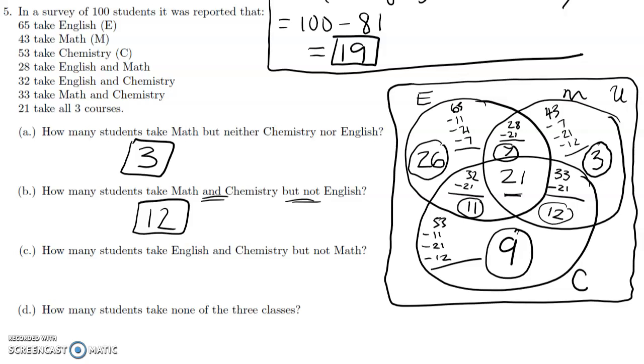All right, how many students take English and chemistry, but not math? That's a very similar idea then. We need the overlap of being in the English circle, in the chemistry circle, but not in the math circle. So that would be those 11 people.